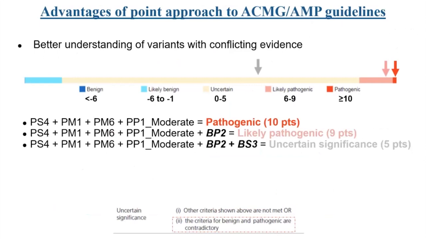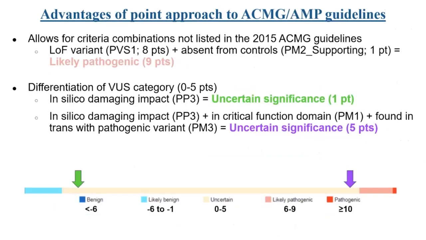This point-based approach would be helpful for multiple reasons. One, it would be helpful for using criteria combinations that are not specifically listed in the 2015 guidelines. For example, if you have a loss of function variant, PVS1, plus absence from controls, if you've moved PM2 down to supporting, this combination, very strong and supporting, is not in the guidelines, but this sums to 9 points, which is in the likely pathogenic realm.